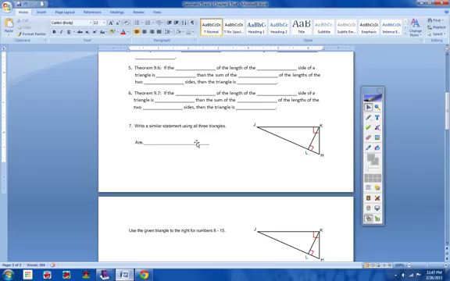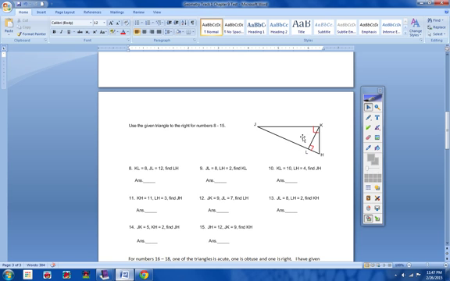I want you to write a similar statement and make sure your letters are lined up correctly. When I just read those letters a second ago, I was not lining those up, okay? I was just saying, hypothetically speaking. So for your answer here, you want triangle JKL, I guess we'll say, is similar to triangle KLH is similar to triangle JKH, okay? So you've got to write a similar statement here using all 3 triangles, alright?